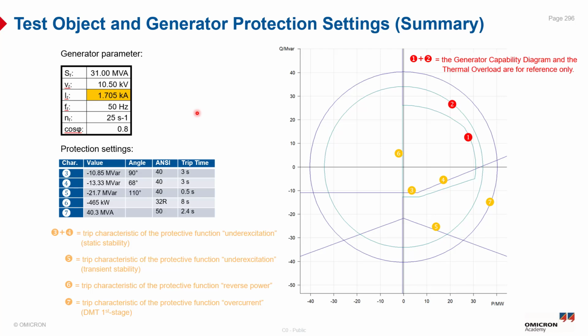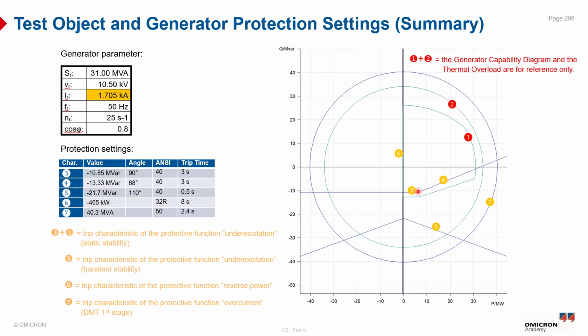This slide provides a summary of the test object and generator protection setting zones used throughout our slides. The symbols shown here correspond to different characteristics displayed on the RX diagram. Symbols 1 and 2 represent the generator capability diagram and thermal overload curve, in red color, which are shown only for reference and help you visualize the generator operating limits.